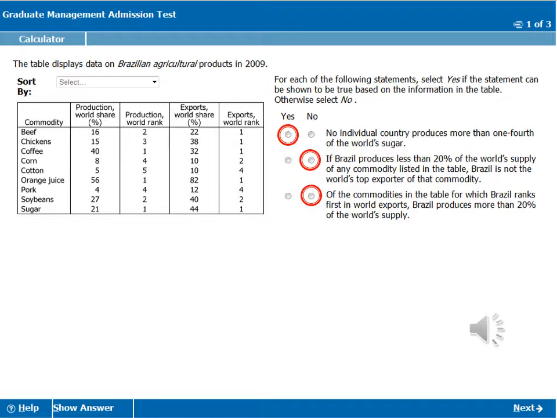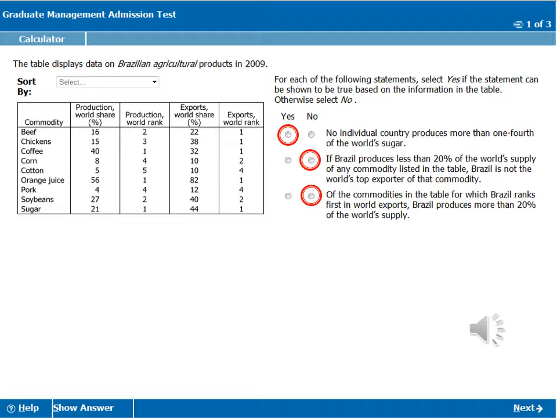On this slide, we can see an example of questions based on table analysis. The directions read, for each of the following statements, select yes if the statement can be shown to be true based on the information in the table. Otherwise, select no. The first statement reads, no individual country produces more than 1/4 of the world's sugar.